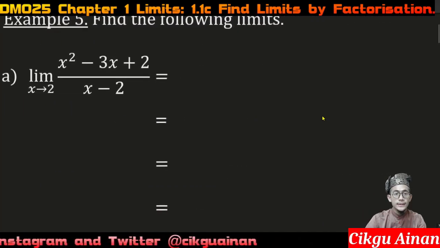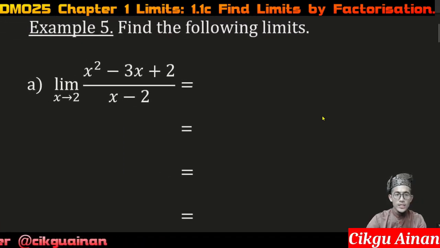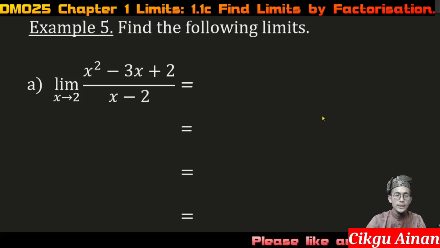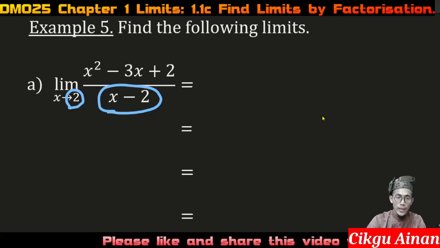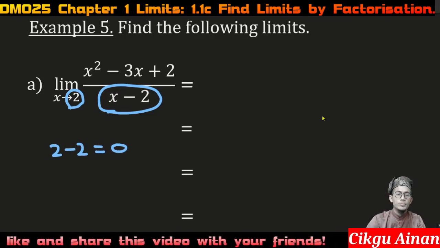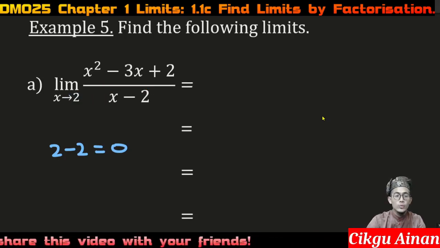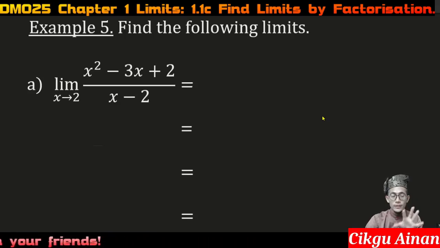So let's consider the first example over here. What we have is x squared minus 3x plus 2 over x minus 2. As you can see here, if we directly substitute 2 into the denominator, what will happen? 2 minus 2 is 0. So the denominator cannot be 0. So how can we continue to find the limit of the function?